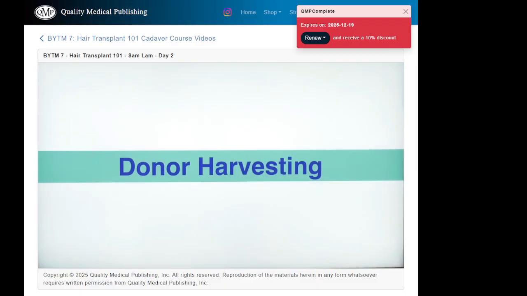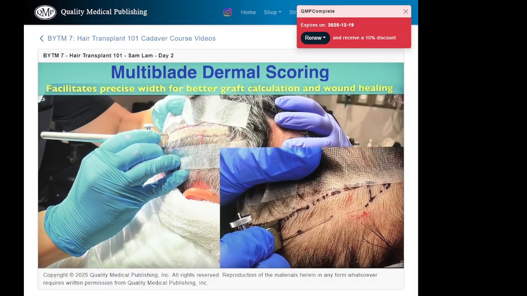Okay, let's talk about how I do donor harvesting. The first thing I just mentioned here is dermal scoring. What I use is a multi-blade device, and I put 15 blades on it with a spacer that tells me 1, 1.2, 0.9, whatever I'm proposing is my width. You're going to see, I'm going to actually do it with you. I put the spacers on there, place just a little exposure, and I just score the dermis. That gives me a lot of benefits.